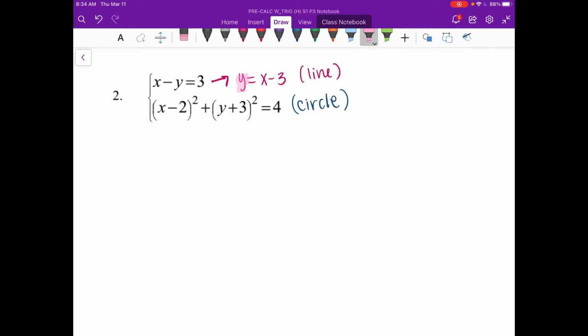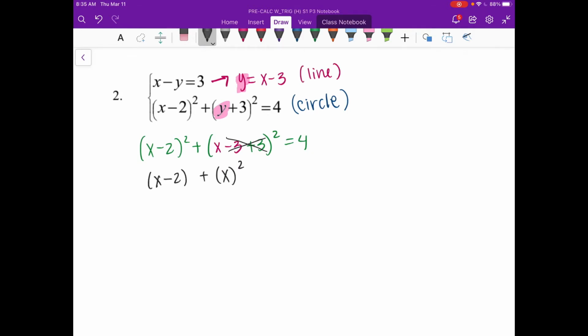I set this y equal to x minus 3, so I'm going to come here and substitute that into my equation. So my original equation is x minus 2 squared plus y. So instead of y, I'm going to say x minus 3, and then keep going, plus 3 squared equals 4. So what's going to happen here, these are going to cancel out because that's negative 3 plus 3. And that leaves me with x squared for that second term. Then I have x minus 2 here, that's being squared, and that equals 4.